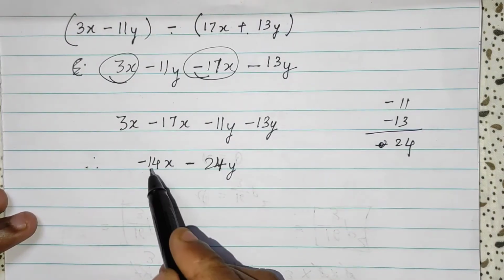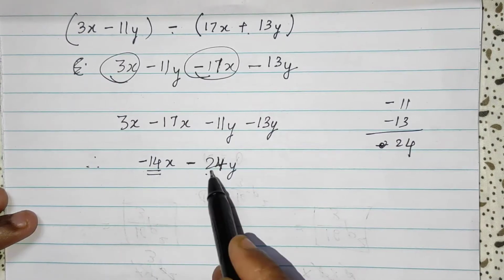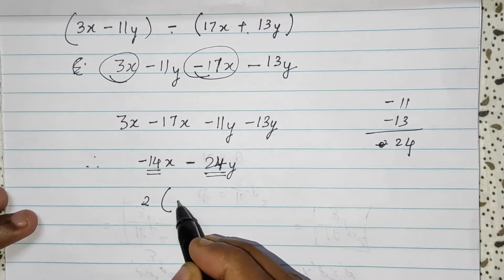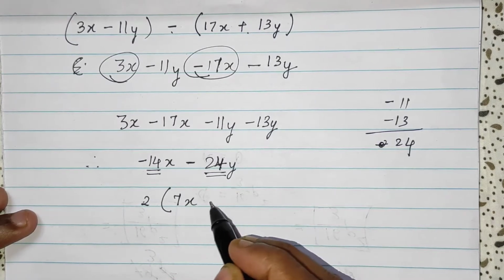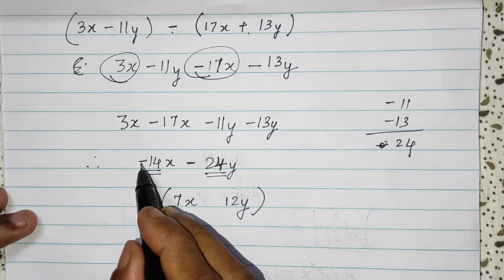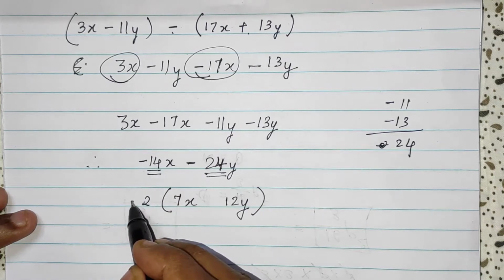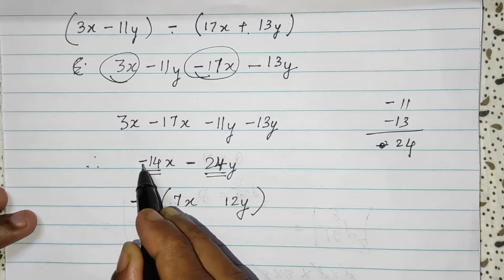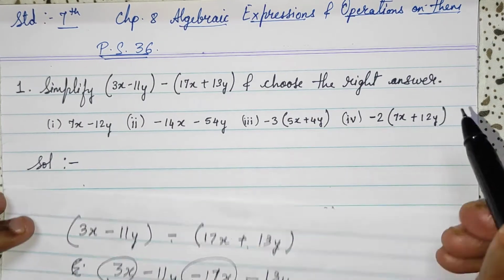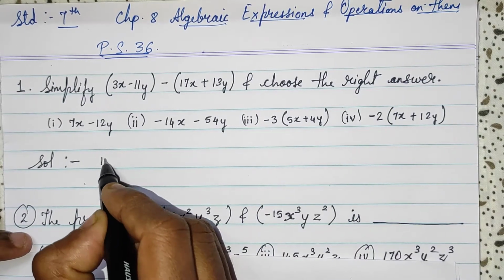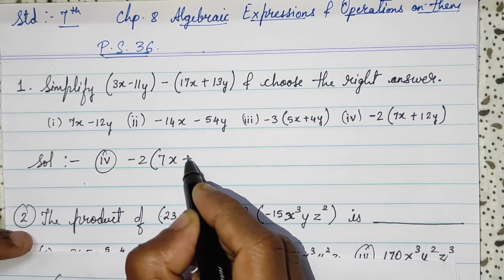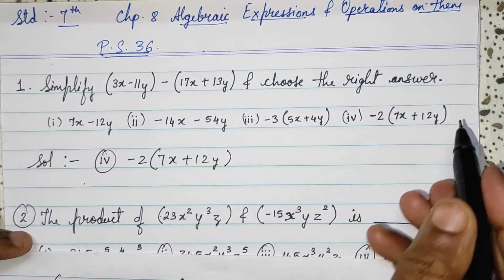That is because 14 and 24 are common multiples of 2. 2 sevens are 14 and 2 twelves are 24. Okay, and you need minus, so that minus you are taking here. So minus into plus minus, minus into plus minus. See, this is your option. So you get the answer, the fourth sum: minus 2 into 7x plus 12y is your answer.